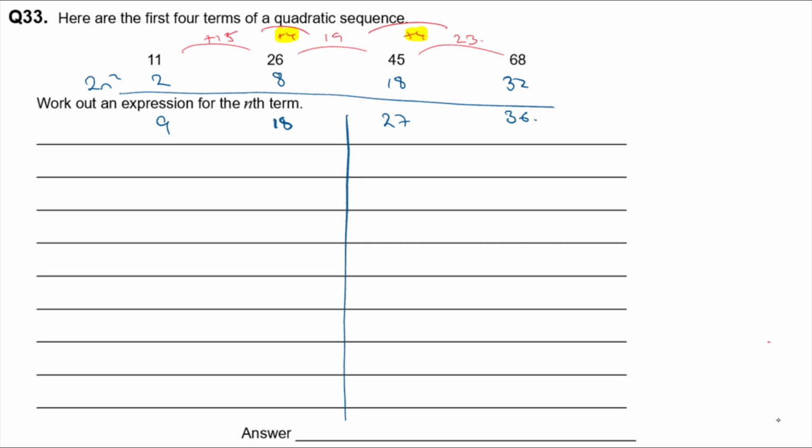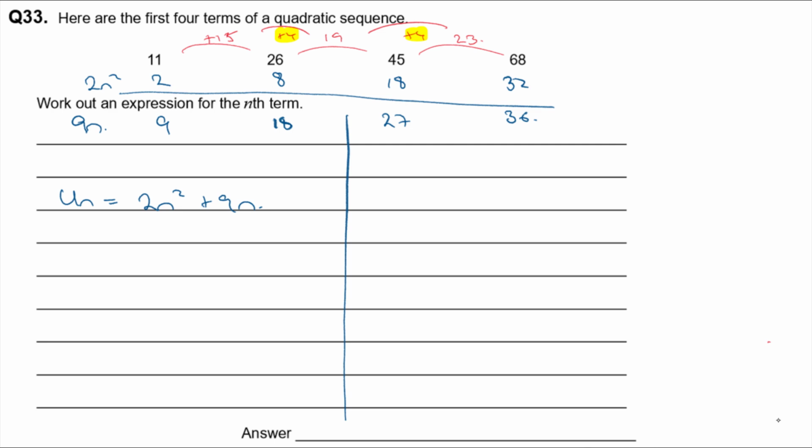Now you can see this is a linear sequence. It's going up in 9s. Actually, it's just 9n, isn't it? So this is the sequence 9n. Okay. So if I take 2n squared away from my original sequence, I end up with 9n. Therefore, un is going to be 2n squared plus 9n. Okay, those two things together make your sequence.